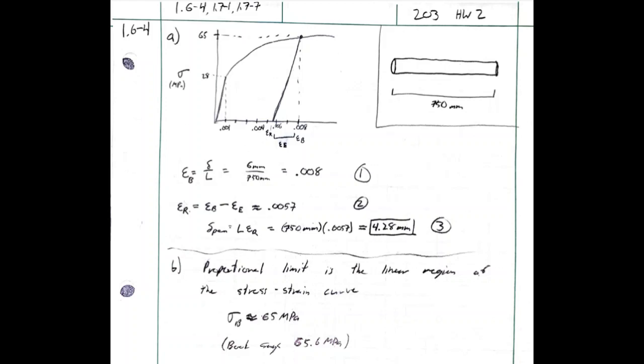So this bar, after we've stretched it and let go, is going to be 4.28 millimeters longer than it used to be, because we stretched it beyond the elastic limit. That is basically the idea here.